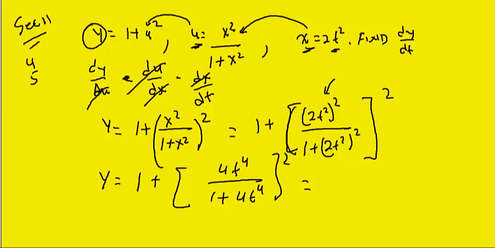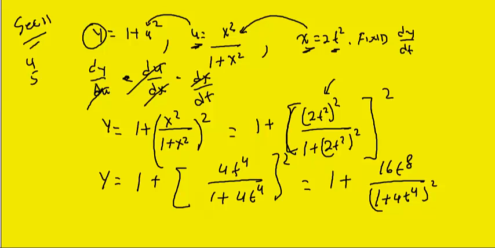Pay attention. Alright. If you take the derivative of this, it's all in terms of t. If you want to, you can simplify this a little bit more, or you can use chain rule. What do you want to do? There you go. Good choice. You've got to square the top, you're going to get 16t to the 8th. And then the bottom, we're just going to leave that as 1 plus 4t to the 4th squared.